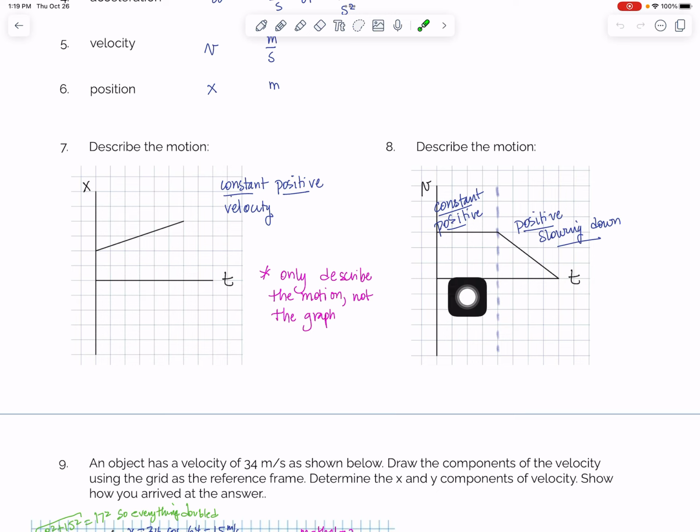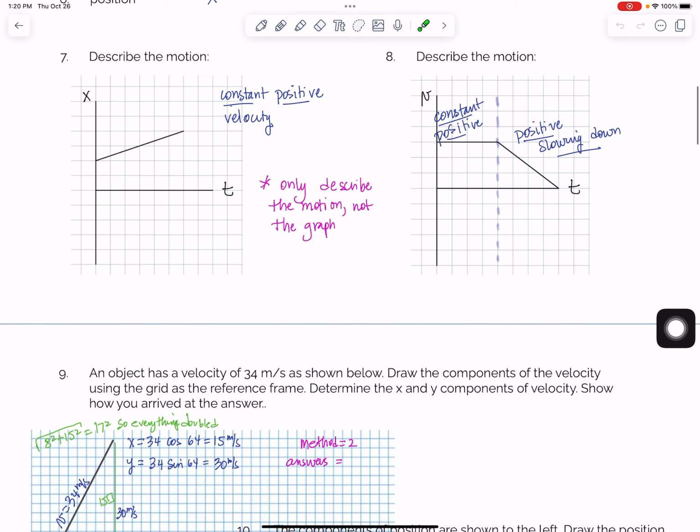For number 8, it was a 2-part, so you needed to have 2 different descriptions. The first part, constant and positive, speed or velocity, worth 2 points. The second part, positive but slowing down. Some of you said going towards rest, that was also acceptable. So there were various things that I accepted, but again, it was important that you were describing the motion, not the graph. So this first page, total of 18 points.